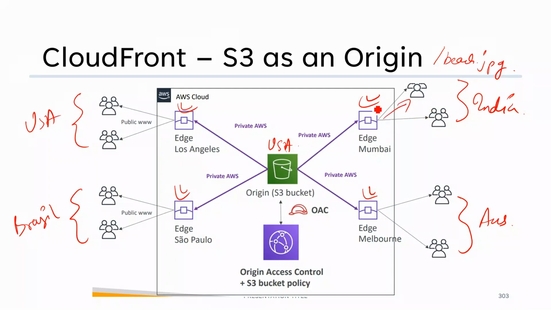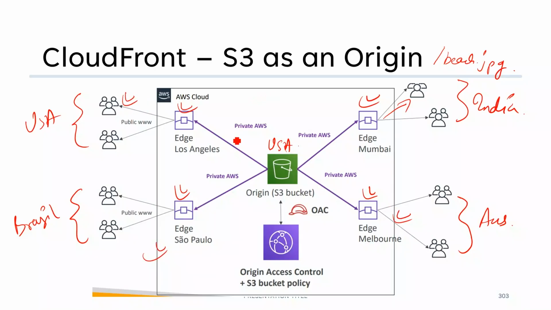So it doesn't have to travel through so many hops to reach the origin. Instead, it will just get fetched from your edge location. A similar thing will happen with users in Melbourne, users in Sao Paulo, and users in Los Angeles.